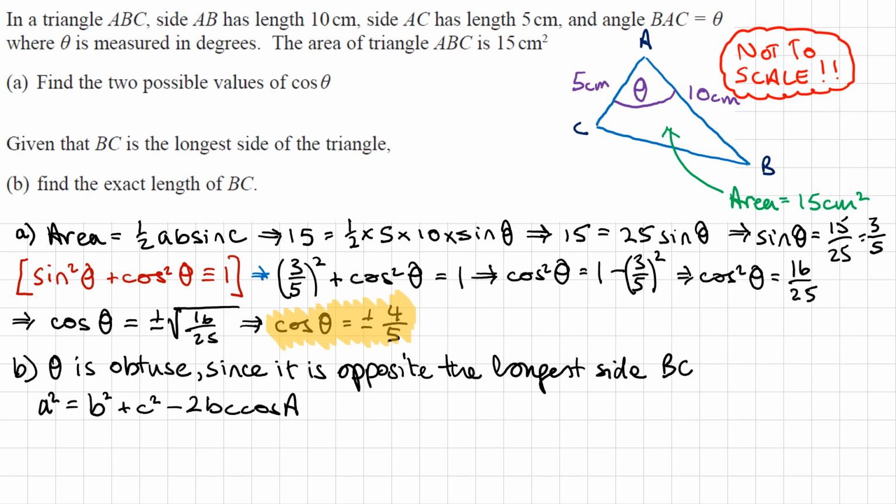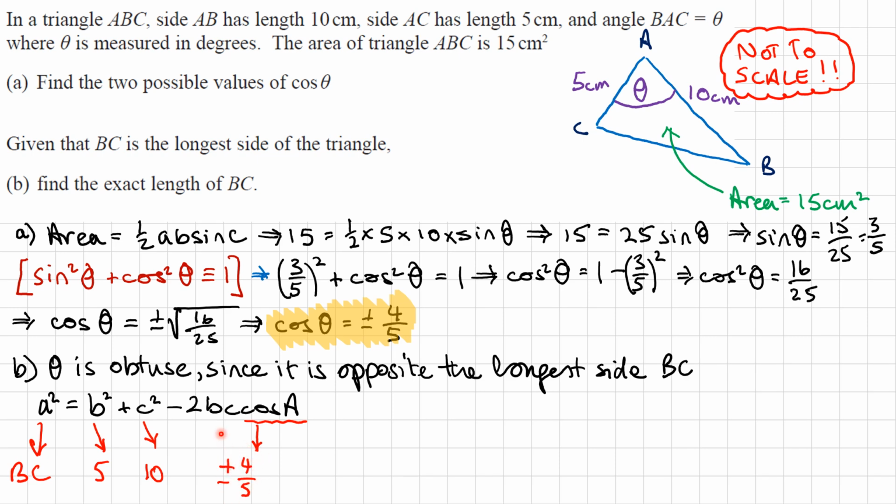Now let's think about which side is which, right? So a, that's going to be BC. That's the side that I'm trying to find. b and c, that can be the 5 and the 10. So 5 here, 10 here for b and c. Now for cos A, I have two possible values, the plus 4/5 and the minus 4/5. I guess one of these is going to give me an acute angle, one is going to give me an obtuse angle, and I want to pick the one which is obtuse.